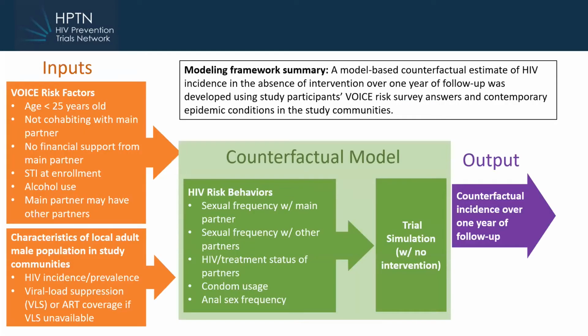The model inputs, shown in orange, are the prevalences of the individual components of the voice risk score, which I will refer to as voice risk factors, and the characteristics of the local adult male population. These two sets of inputs are combined to predict HIV risk behaviors in the trial participants, which can then be used to mechanistically simulate HIV incidence over 1 year of follow-up.